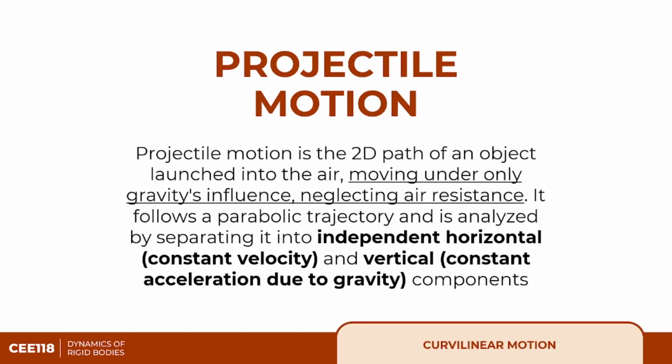So una, let's define muna projectile motion. Projectile motion is the 2D path of an object launched into the air, moving under only gravity's influence, neglecting air resistance. So that is the assumption class that we are to neglect air resistance. But in reality, meron talagang air resistance, no? For easy analysis, sa projectile motion, ina-assume natin na there is no air resistance or yung air resistance is negligible. It follows a parabolic trajectory and is analyzed by separating it into independent horizontal or the constant velocity and vertical which is a constant acceleration due to gravity.